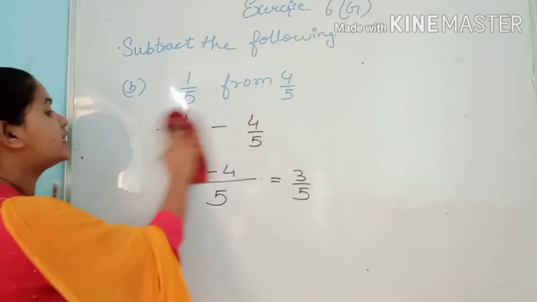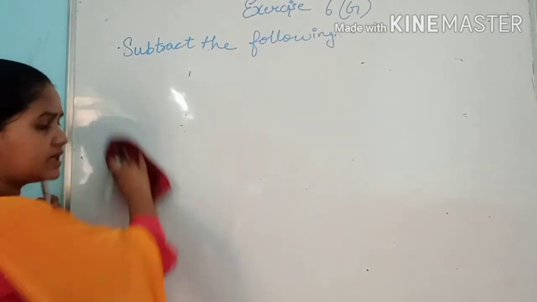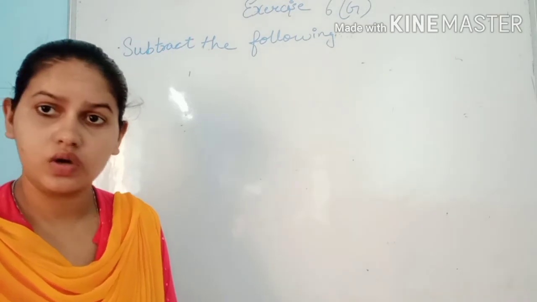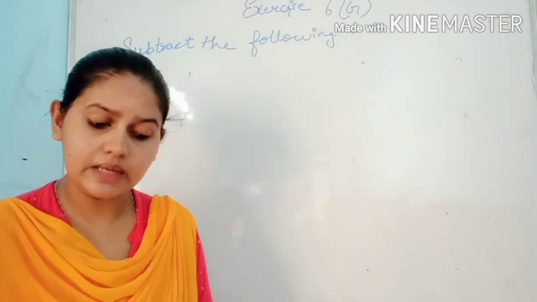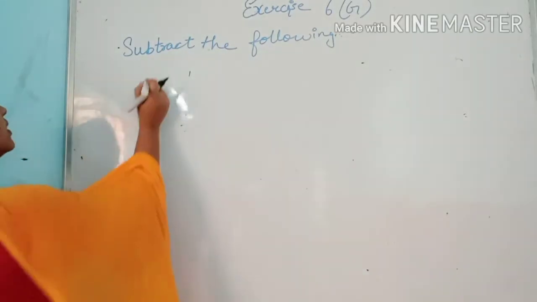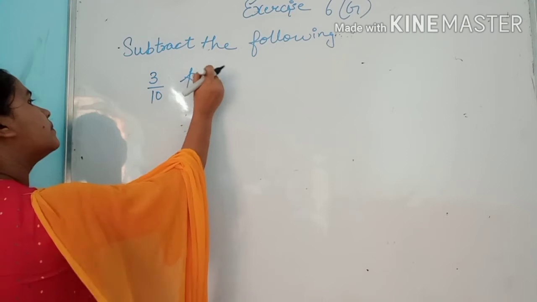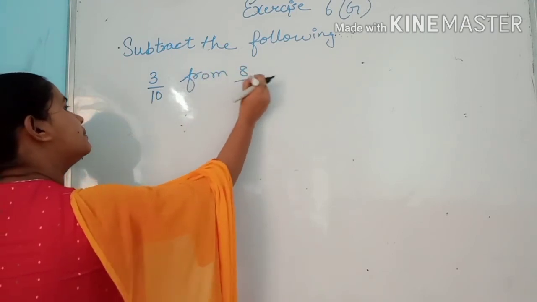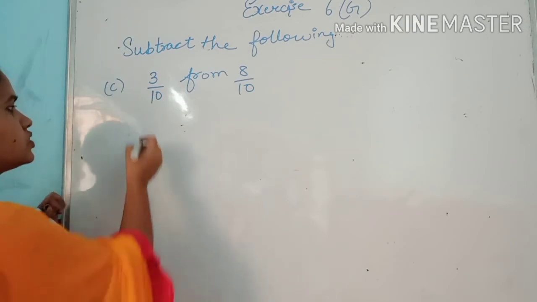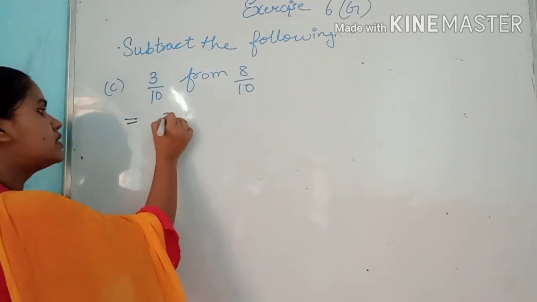Let's do the other one. Which one is C? Okay, the C one is 3 by 10 from 8 by 10. This one is C. Okay, so let's do this. You can see this one is an equation. We have to solve it. How will we solve it?